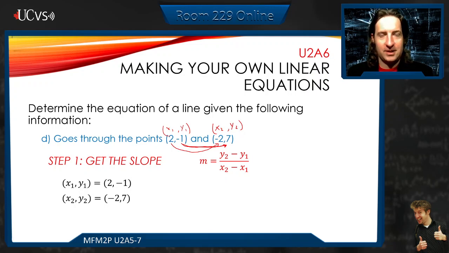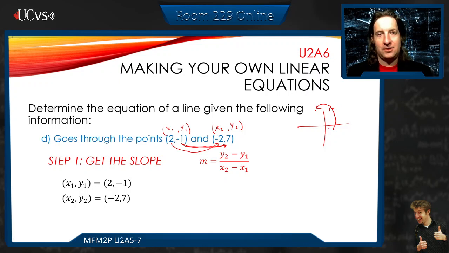What's the difference there? You can think about it on a graph here. If I'm at 2, -1, and I'm going to -2, 7, how do I get from -1 up to 7? And then how do I get from +2 to -2?